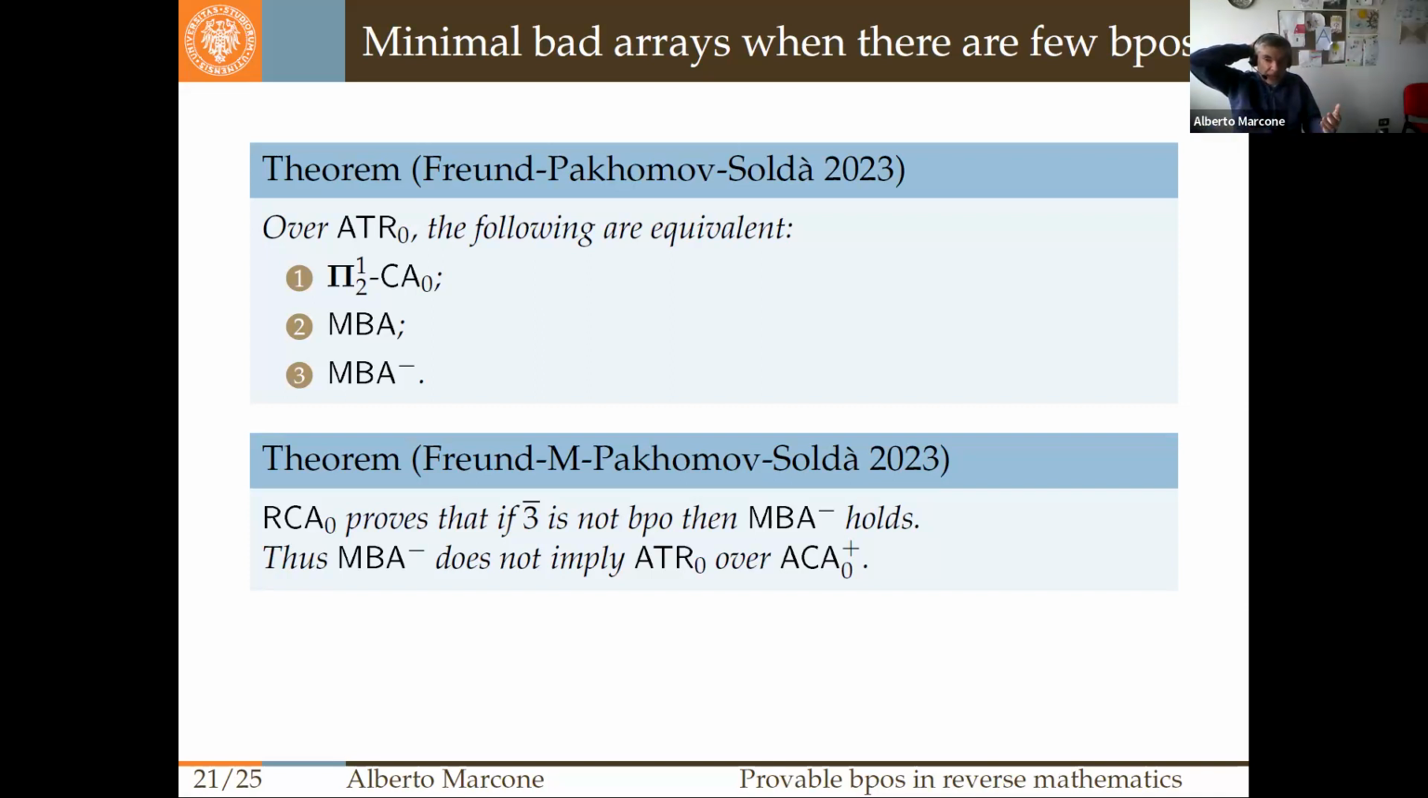Because if MBA minus did imply ATR_0, then even in ACA_0 plus, where you know that you cannot prove that bar is a BPO, you would have models where ACA_0 plus holds and bar is not a BPO, and where MBA minus holds, but these are models where ATR_0 fails for sure, because bar is not a better partial order. And so you cannot have an implication like that. So for MBA minus, you really cannot weaken the base theory much for proving the implication in the theorem on the top of my slide, because of this observation here.